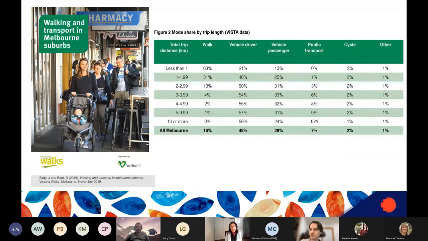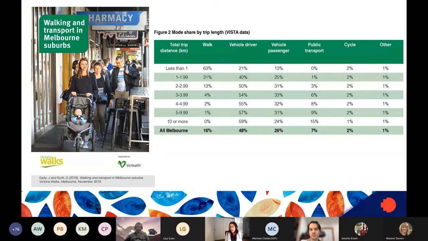And this is understandable. Overall, for the analysis of trips, a trip is getting from A to B, so I go from home to work, and this is taking into account the stage, so there might be multiple stages in the trip.